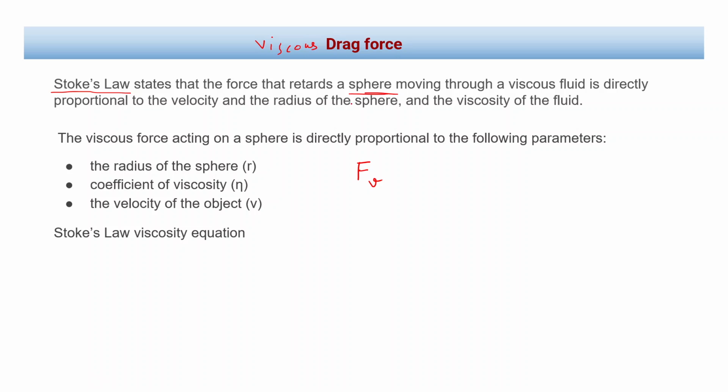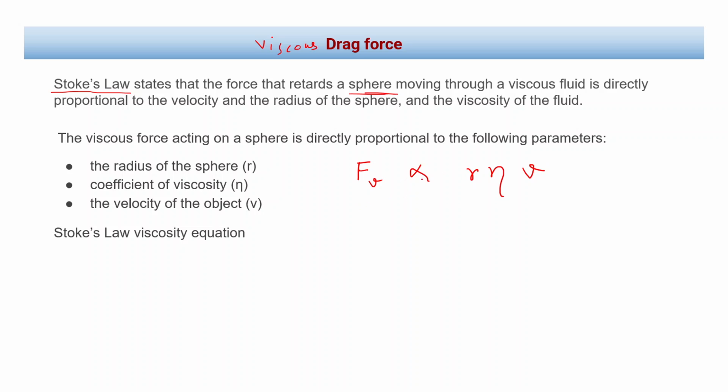When the body is moving through the fluid, it experiences viscosity, and that leads to viscous force. This viscous force, experimentally found, is proportional to the radius of that spherical body, the coefficient of viscosity of that fluid, and the velocity with which this body is moving in the fluid. Also experimentally it has been found.